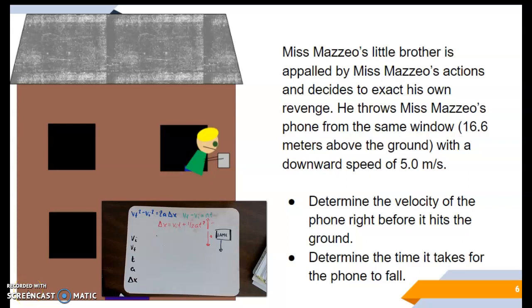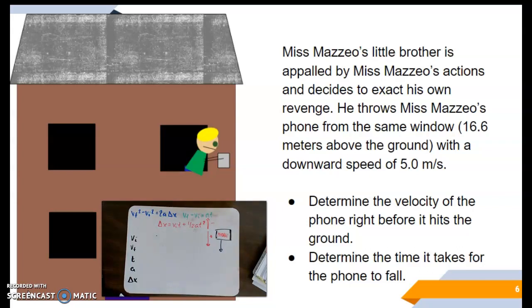Hi guys, here is the second part of our free fall problem that we did together. So now my little brother is throwing my phone out of the window. So let's change that little sketch. This is now a phone being thrown out the window.